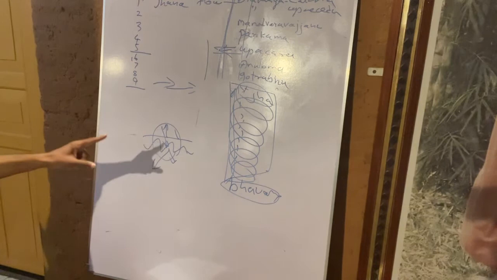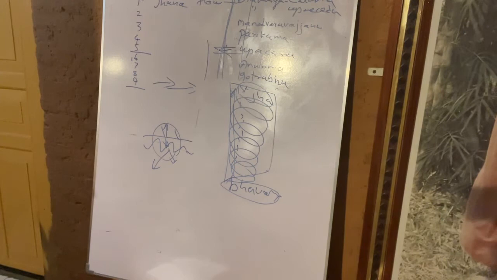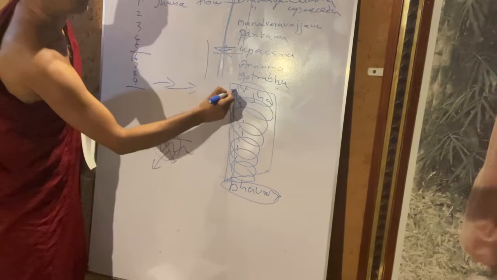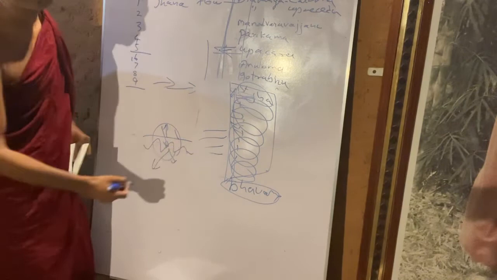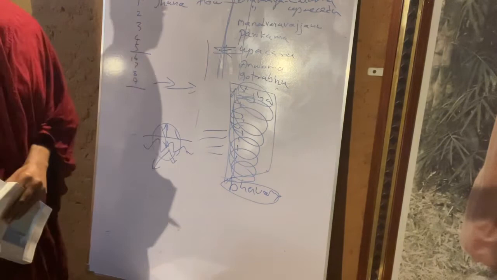During that period, how about the other sense doors? The other sense doors are not working. If you are in the very best way, only this first jhana consciousness is going on, and no eye consciousness, ear consciousness, nose consciousness, tongue consciousness, nothing, not even mind consciousness. So that's the sweetness, the value, the comfort in the first jhana.